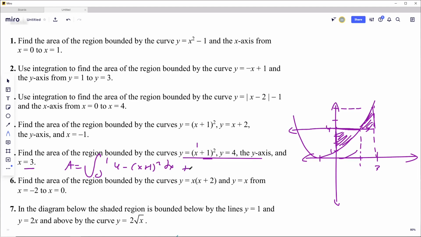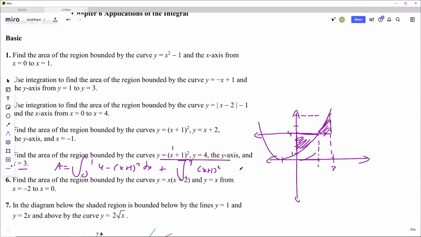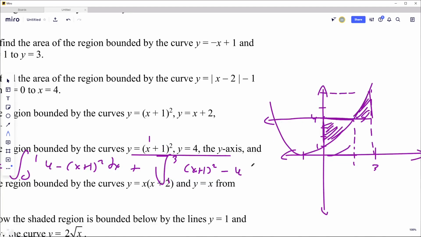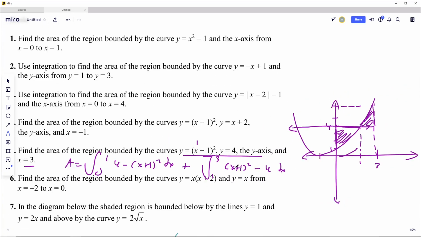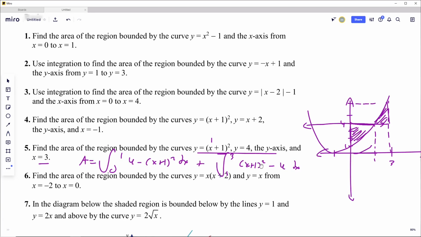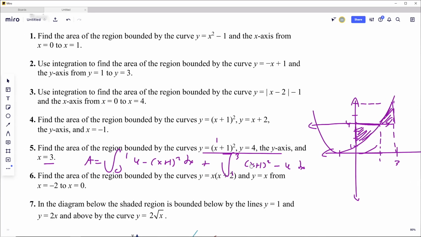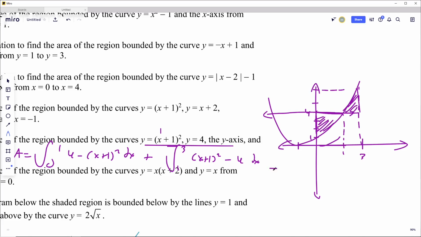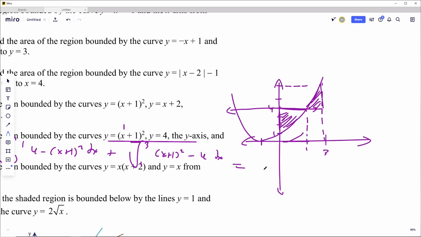I want to find a way I can do this super quickly. 1, 2, 3, just save time. And here we have this time the quadratic function minus 4 dx. If you do this, you're going to get 37 over 3, but let's do this quickly, if I can find a way to do this quickly.